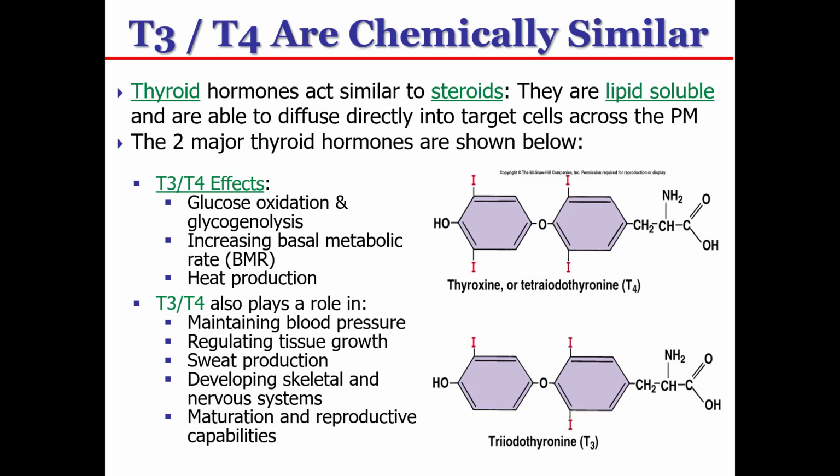T3, T4 will help maintain blood pressure, regulate tissue growth, can influence sweat production, developing skeletal and nervous systems, and maturation and reproduction capabilities. So, wide-ranging effects on target tissues, and that's why we have spent a lot of time working on T3, T4. Even though they're chemically similar, they need to be in the proper ratio.